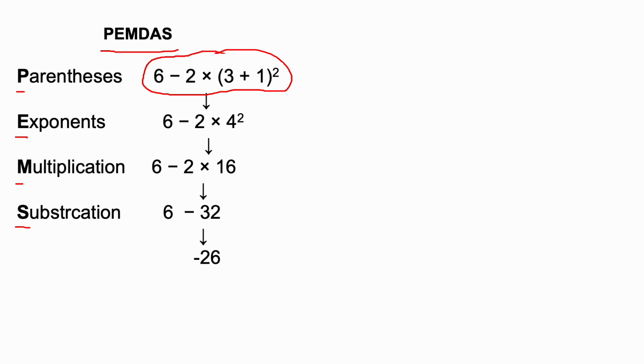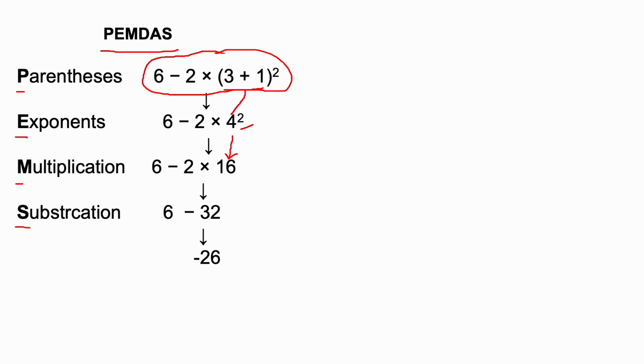We will see what is the correct sequence in which you should operate over this expression. So let us begin with the parentheses because P comes first. We will first do the things inside the parentheses. Here you have 3 and 1, so this will become 4. Now we will handle the exponent. 4 to the power 2 is 16. So we got this number 16 over here.